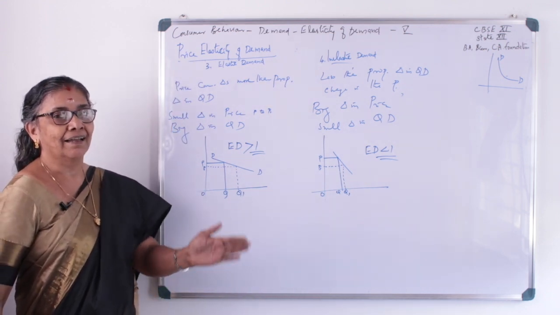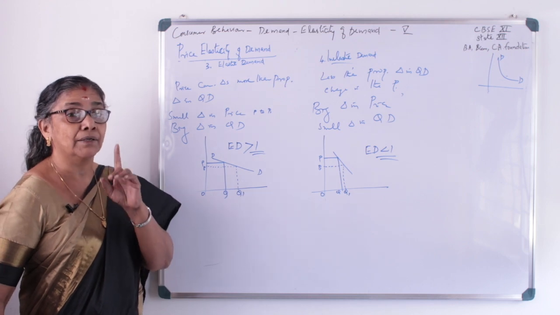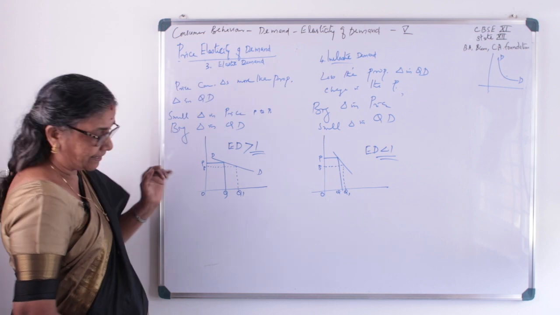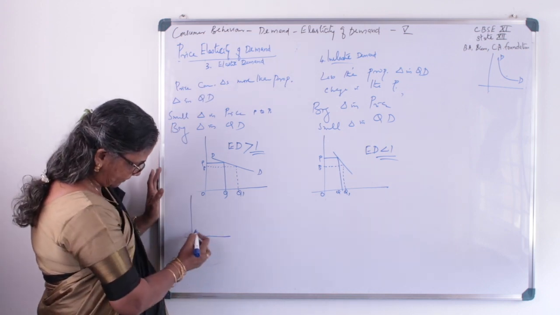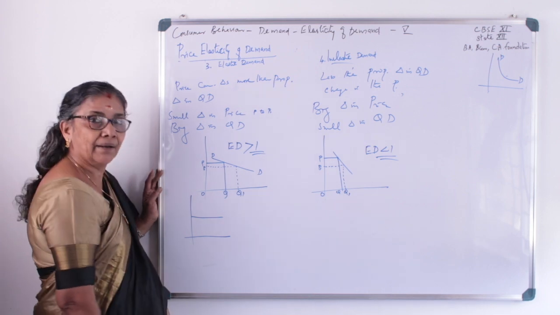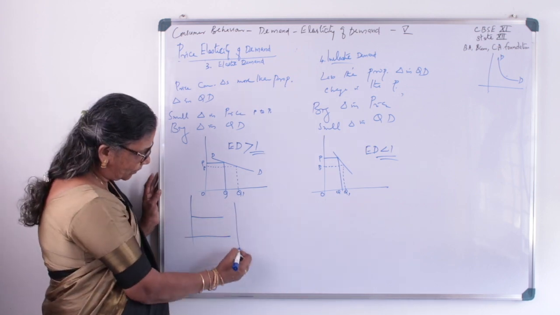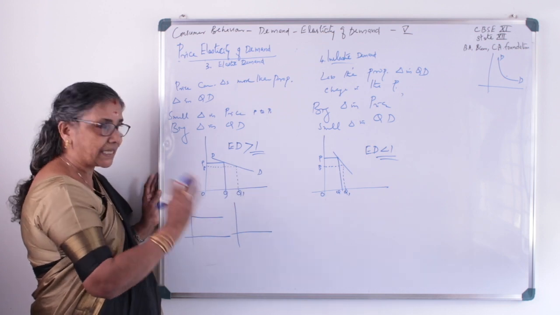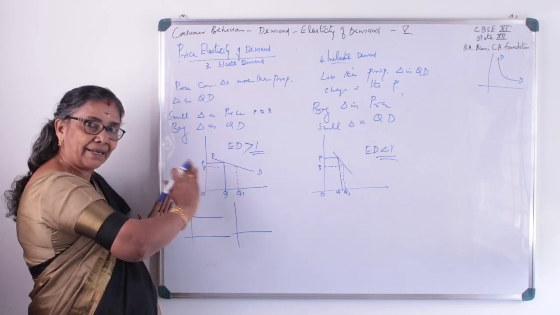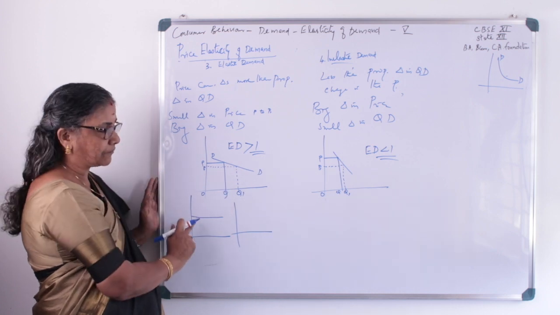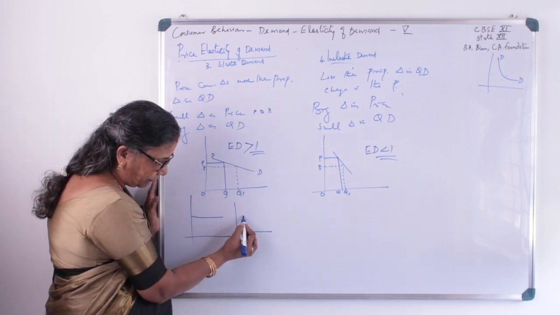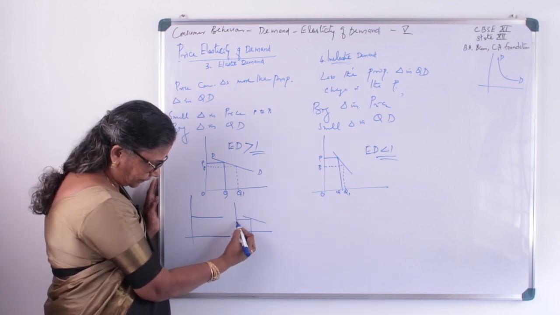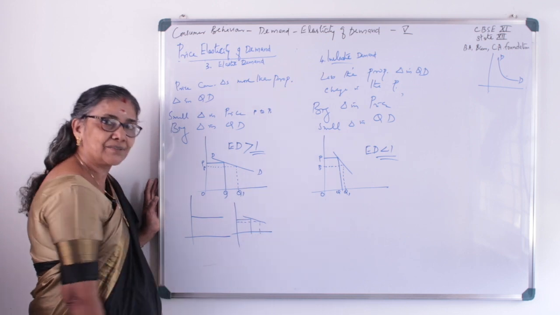So elastic and inelastic. How can you draw the curves without making mistakes? You understand what is perfectly elastic? Earlier we have seen it is horizontal. So when you draw the elastic curve, there is some similarity with perfectly elastic demand, so it should be a little flatter. If you draw a flatter curve, a small change in price will lead to a bigger change in quantity.